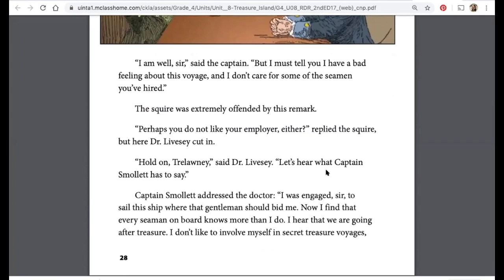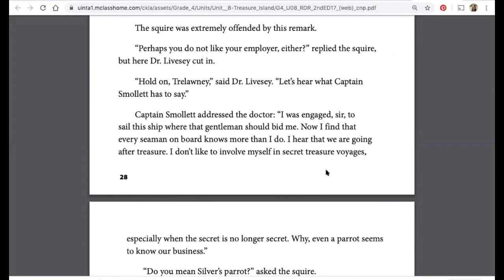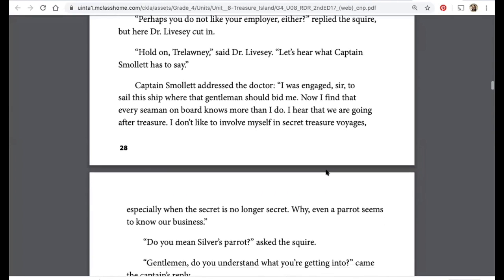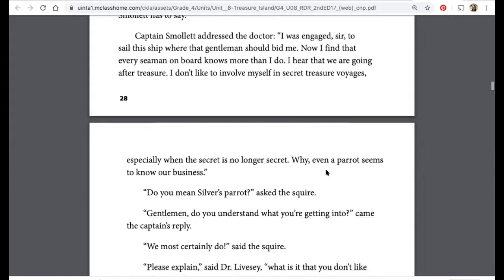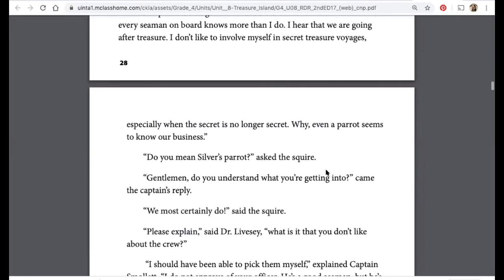The squire was extremely offended by this remark. Perhaps you do not like your employer either, replied the squire. But here Dr. Livesey cut in. Hold on, Trelawney, said Dr. Livesey. Let's hear what Captain Smollett has to say. Captain Smollett addressed the doctor. I was engaged, sir, to sail the ship where the gentleman would bid me. Now I find that every seaman on board knows more than I do. I hear that we're going after treasure. I don't like to involve myself in secret treasure voyages, especially when the secret is no longer secret. Why, even a parrot seems to know our business.